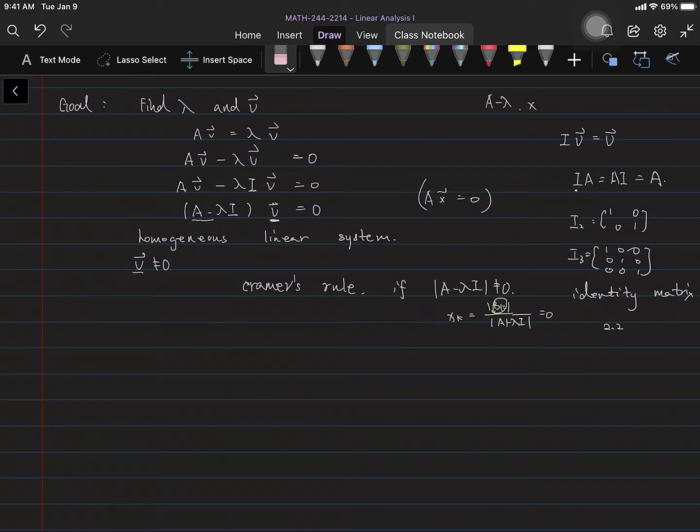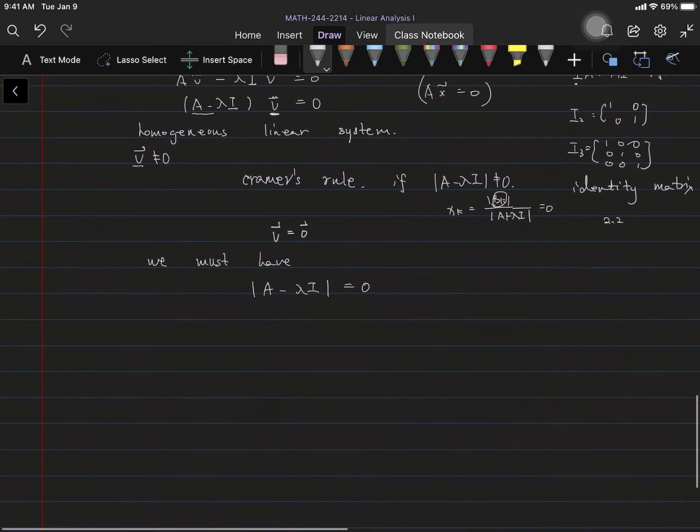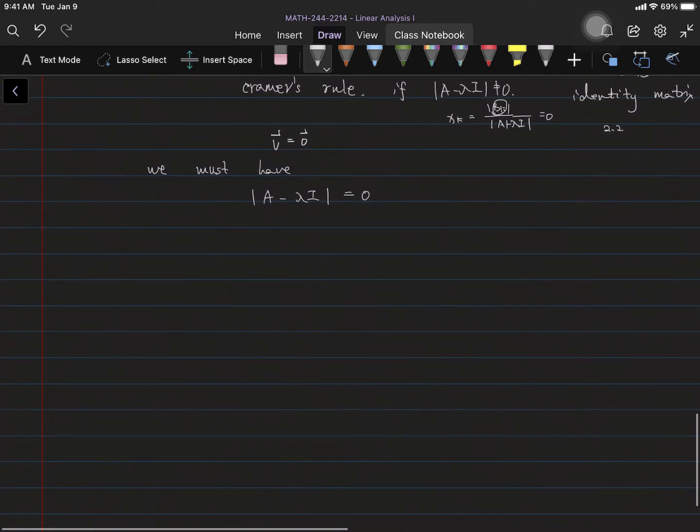Then in that case, if the determinant of A minus lambda I is non-zero, we can get the V vector is going to be 0. But the V vector cannot be 0. That means we must have the determinant of A minus lambda I equals 0. Okay, it has to be 0. If it's not 0, this linear system has only the 0 solution. That's impossible, it's not the definition for V.